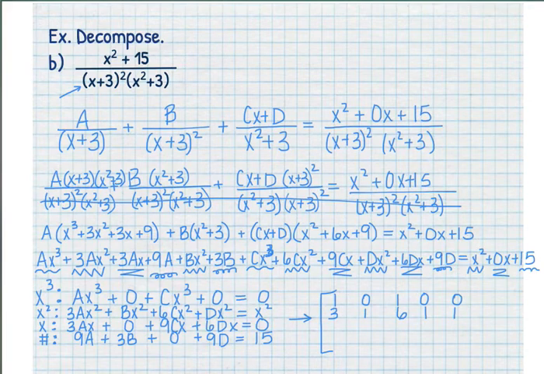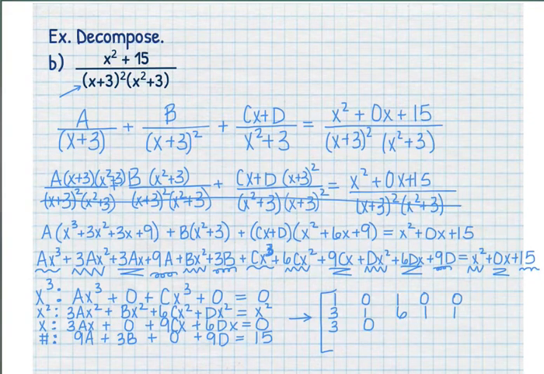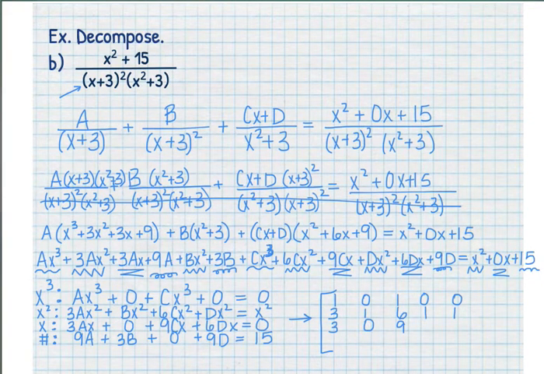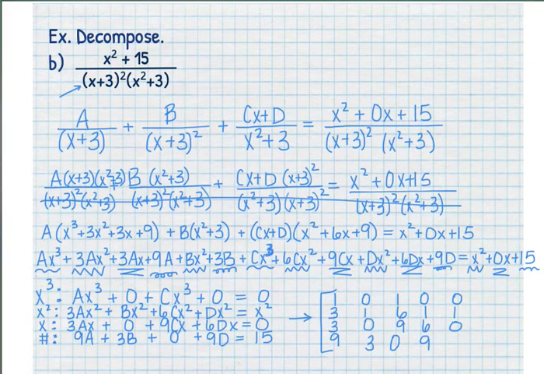In my x equation, we got 3 on a, we have a coefficient of 0 for b, coefficient of 9 on c, coefficient of 6 on d, and that's going to be equal to 0 on the other side. And then for the last one, coefficient on a is 9, coefficient on b is 3, we don't have a c, so that's 0, coefficient on d is 9, and that will be equal to 15.